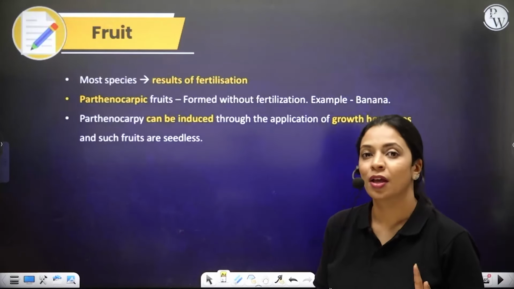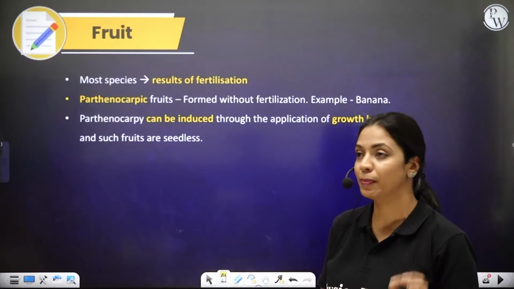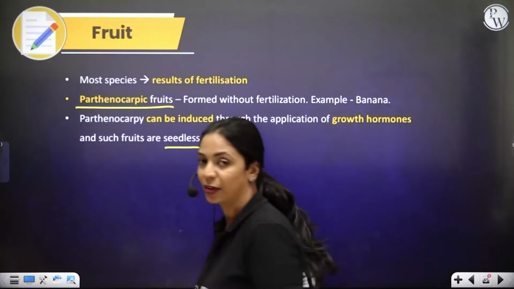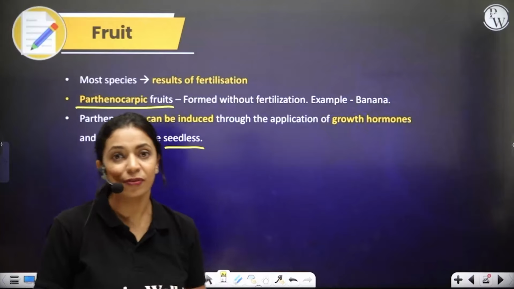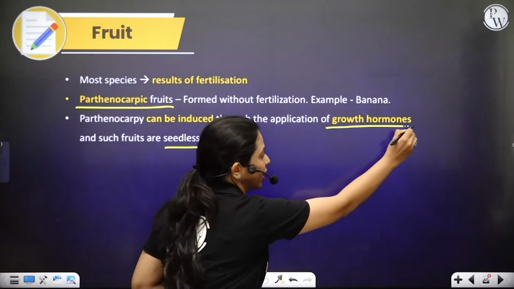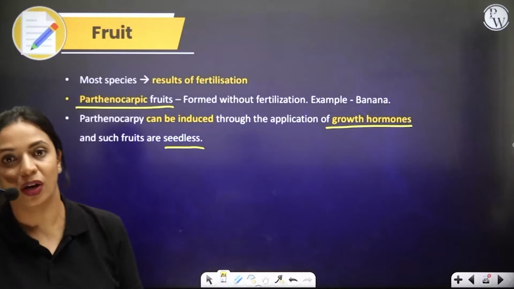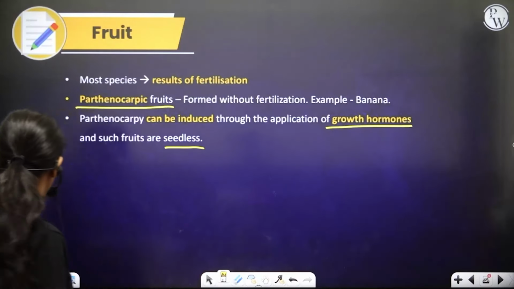Now again, in most species, after fertilization, seeds will form from the ovule, fruit will form from the ovary wall. But in some plants, even without fertilization, fruits can form, and such fruits will be seedless. They will not have any seeds. Such fruits are called parthenocarpic fruits. This kind of seedless fruits can be generated by making use of hormones, plant growth regulators, about which you have learnt in 11th grade. So you can induce parthenocarpy in certain plants and make them produce seedless fruits.